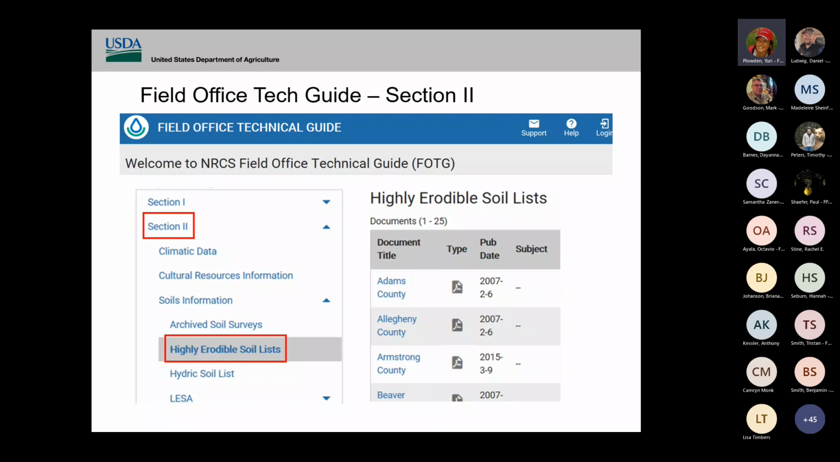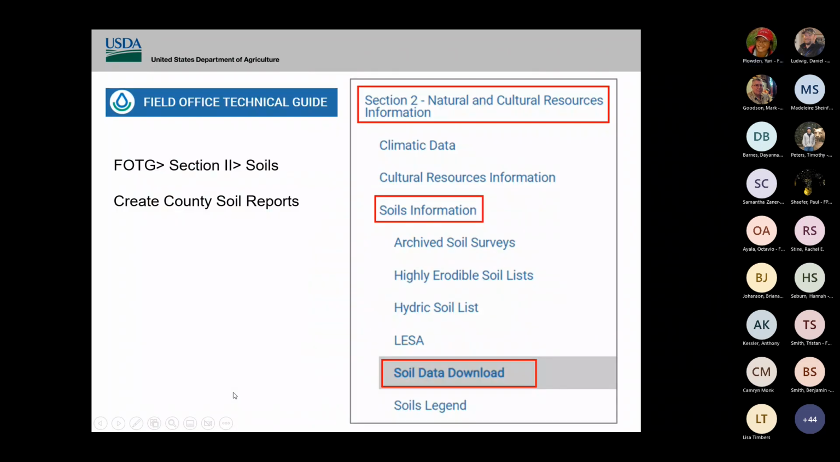Okay, so here we're going to the Field Office Tech Guide. In section 2, if you wanted to look at the highly erodible soil lists that are used to make the highly erodible land determinations, they are in the Field Office Tech Guide. There's also the LISA data if you're interested in the Farmland Protection Policy Act or farmland preservation. If somebody calls in asking for that, you can go to the LISA values in the Field Office Tech Guide.